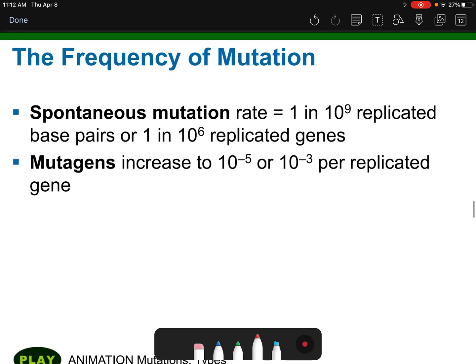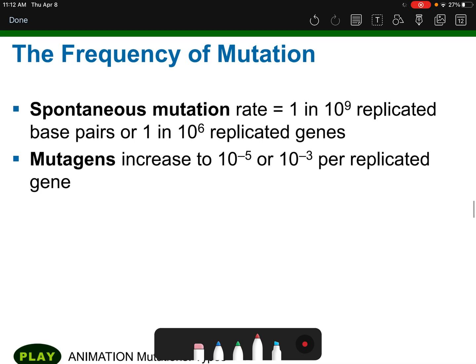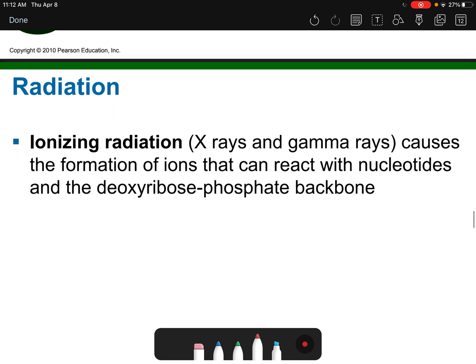Really, mutations don't occur very often. Again, they usually occur during DNA replication, but they're not very common. Obviously, if you're exposed to a mutagen of some sort, that's going to increase your risk of having a mutation.